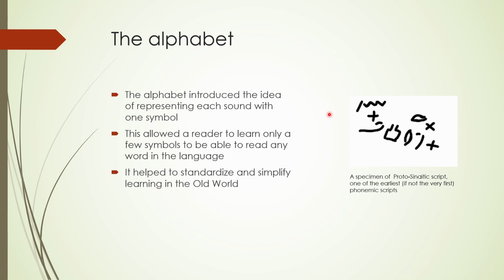Eventually, the alphabet was introduced with the idea of representing each sound with one symbol. This allowed a reader to learn only a few symbols in order to be able to read any word in the language. So here we see the symbols that were used in the Proto-Sinaitic script, which is one of the earliest phonemic scripts. What they did is they took symbols that were already in use to represent an idea and started to represent the sound with it.